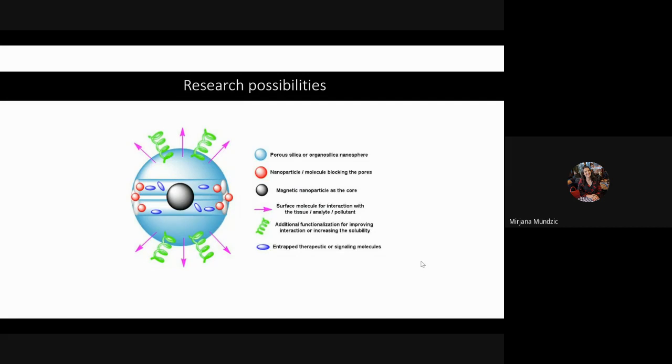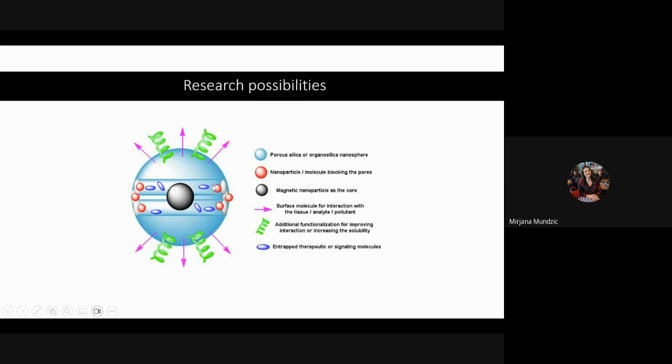This is the picture that we usually put inside our project proposals, or when we want to be part of someone else's project. This picture summarizes all of the research possibilities of our nanoparticles. This blue ball is a porous nanoparticle. And the black one can be here or doesn't have to be. This is a magnetic nanoparticle used as a core. But what is important is this darker blue entrapped therapeutic or signaling molecule inside of the pores.